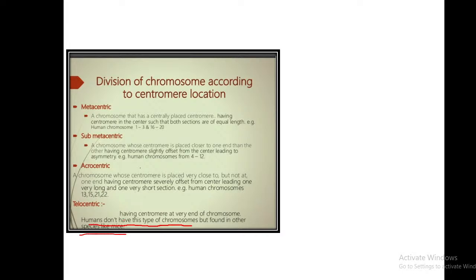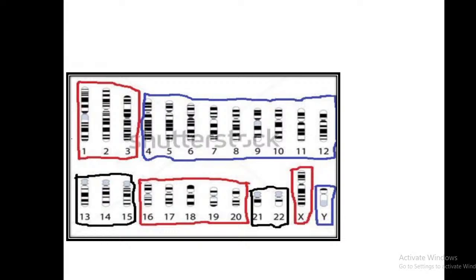The next is, you can see a picture. In human karyotype, the chromosomes 1 to 3 are represented as A. Then 4 and 5 are represented as B. Then 6 to 12 as C. Then 13 to 15 are represented as D. Then 16 to 20, or 16 to 18, it is E. Nineteen to 20 is F.